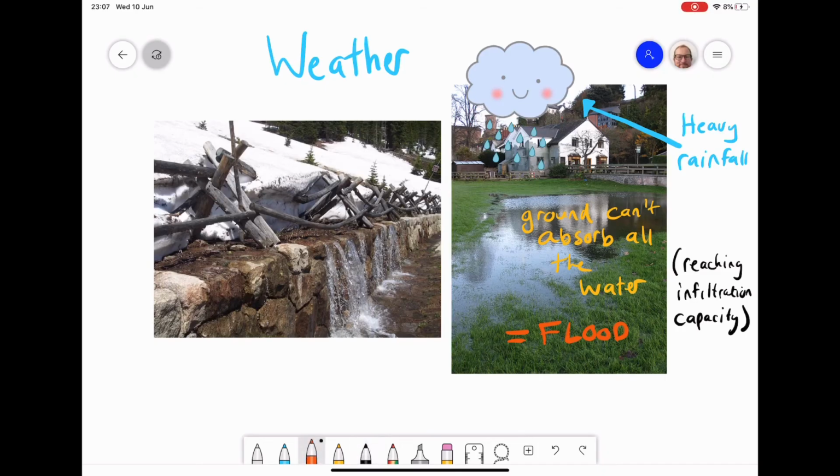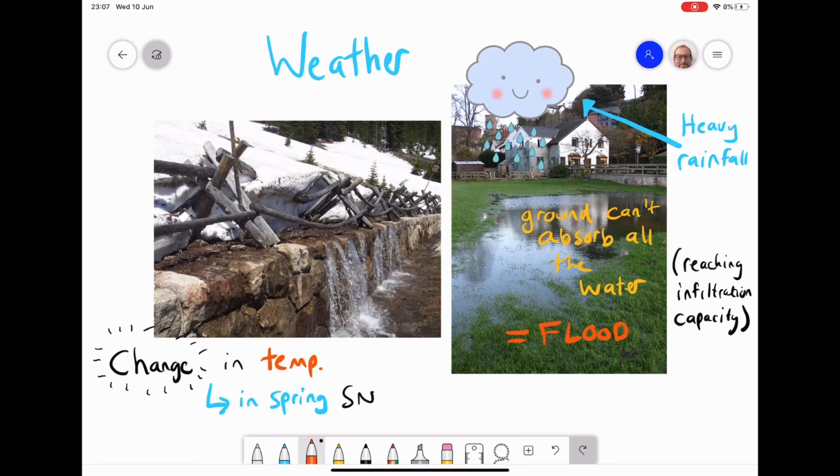We can also have a change in the weather in terms of temperature. So as we can see in this picture, we have lots of snow which has accumulated over the winter, but when the temperature changes, when we get into springtime, all of that snow will suddenly start to melt, and that means it will run off into the river. And as you get a sudden increase in lots of water moving from the snow into the river, you will get the capacity exceeded, and therefore you can get flooding in those spring months.